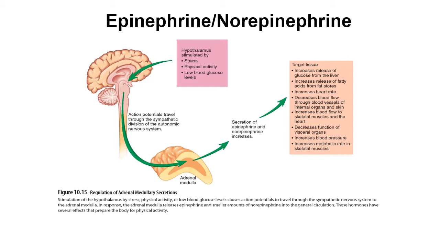So what that means is epinephrine during the fight or flight response is going to have many target tissues: your heart, your muscles, digestive system, etc. Epinephrine causes an increase in heart rate, breathing rate, blood pressure, etc. Epinephrine is typically only activated during times of stress.